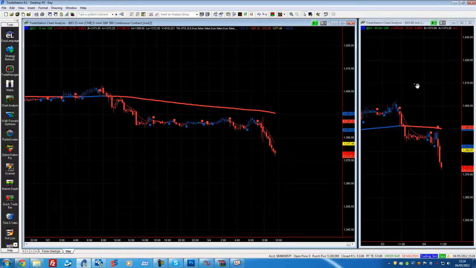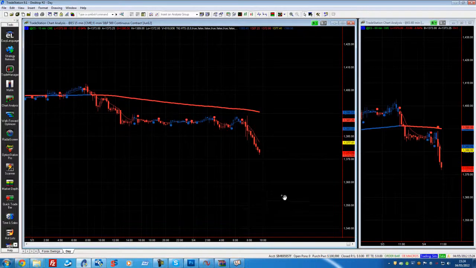So as long as your 60-minute chart, your higher time frame, stays red, we're going to look to short the market all day long. Okay, so there's a quick market update, and that's it from me for now.